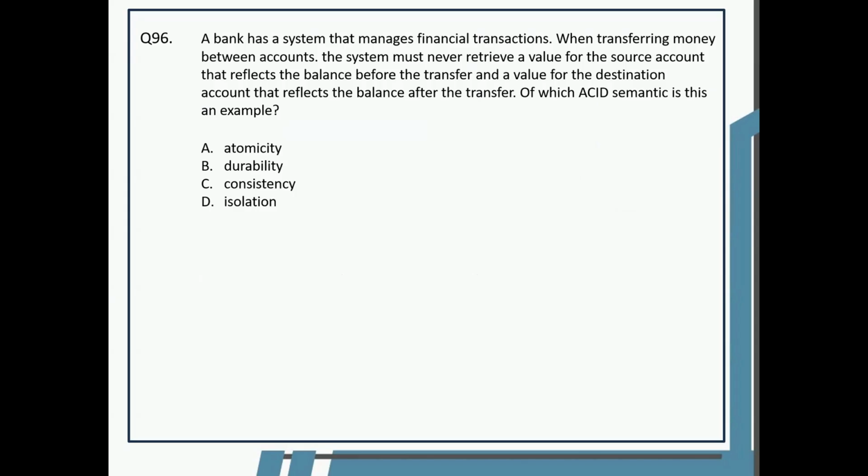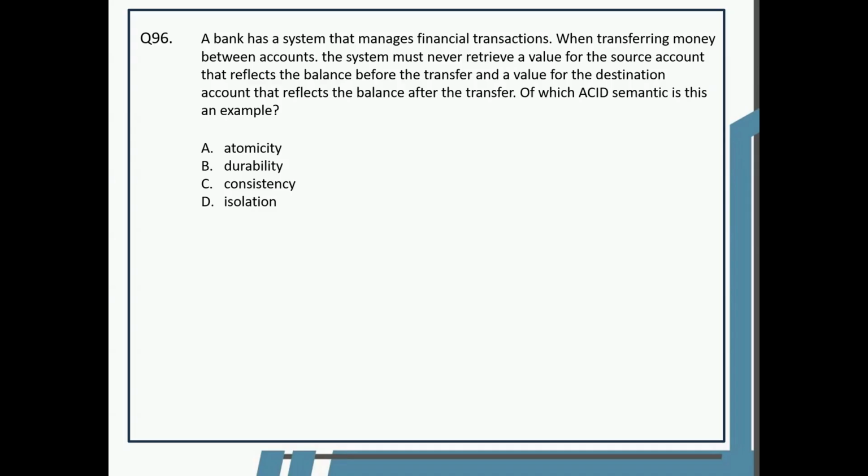All right, in this question, a bank's money transfer system must ensure that when reading account balances during a transaction, it cannot see a mix of old and new values, meaning it should never read the source account's balance from before the transfer while simultaneously reading the destination account's balance from after the transfer. We need to tell which ACID property this scenario represents.